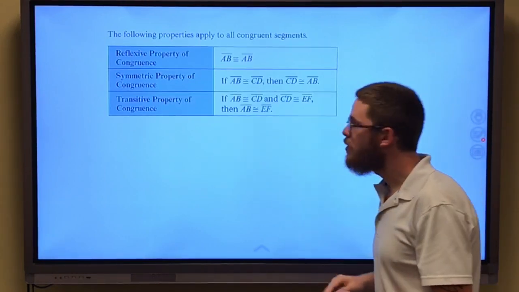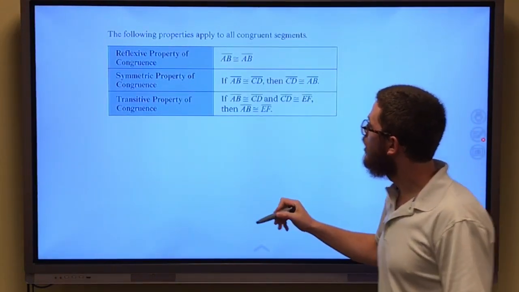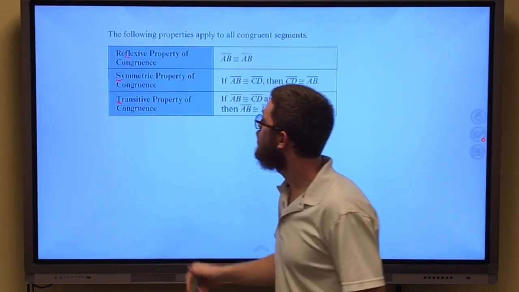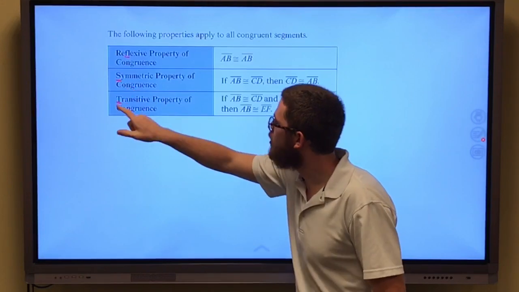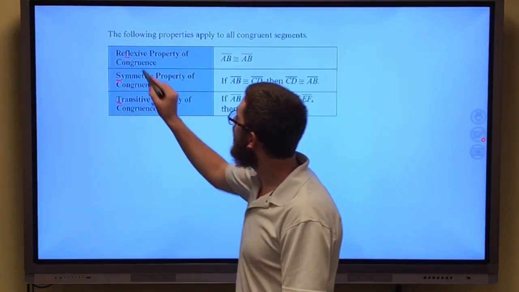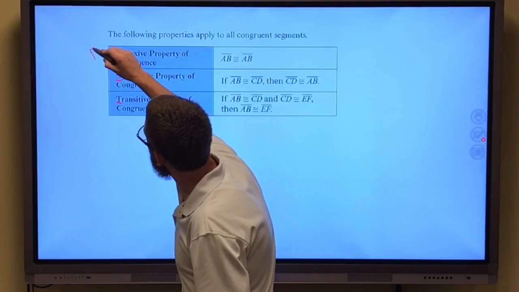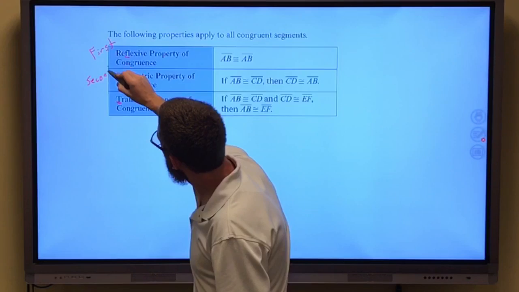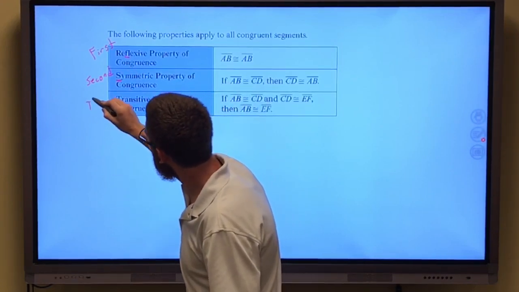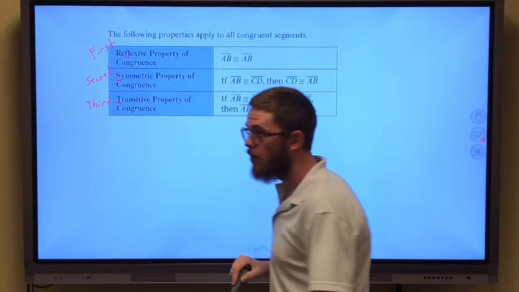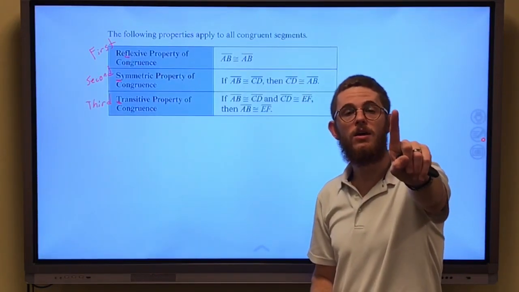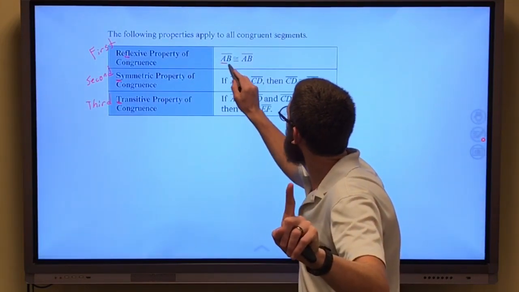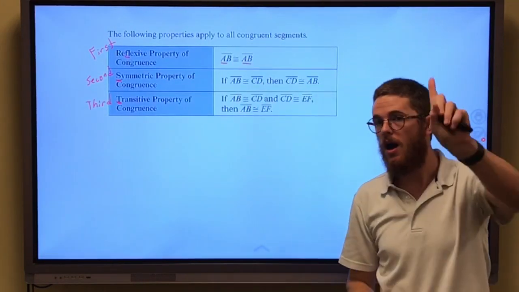So, how do we remember these? Well, a friend showed me once, hey look, we have reflexive, symmetric, transitive. F in reflexive, think of this as first, the S, it's like standing for second, the T, think of that as third. All right, first, we need one segment. We need one object we're talking about. AB is congruent to AB. Notice there's only one object in the sentence.